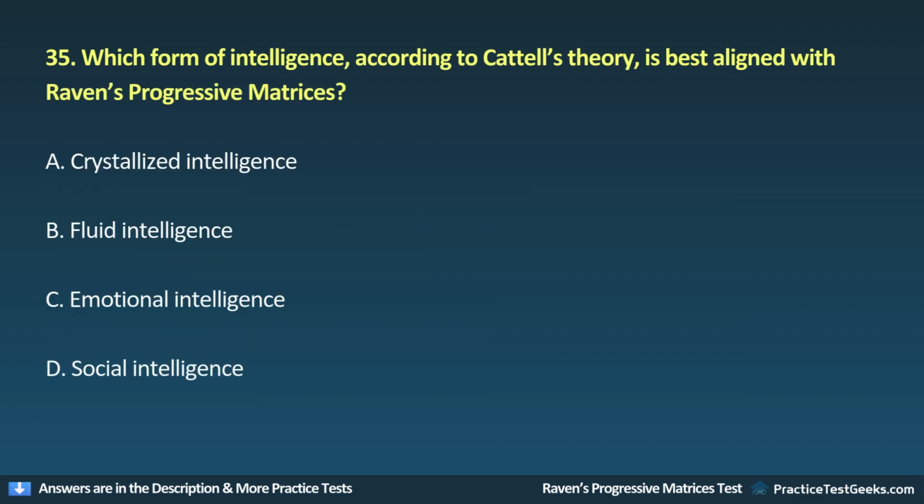35. Which form of intelligence, according to Cattell's theory, is best aligned with Raven's Progressive Matrices? A. Crystallized intelligence. B. Fluid intelligence. C. Emotional intelligence. D. Social intelligence.